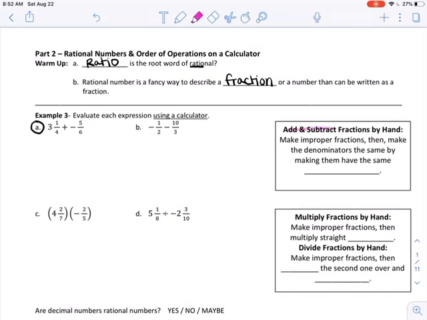Here's how you add and subtract fractions by hand. First, you can just add them as is, but it's easier if you make improper fractions. Then you make the denominators the same by making them have the same factors. What this doesn't talk about is that after you make your denominators the same, then you add just the numerators or just the tops.